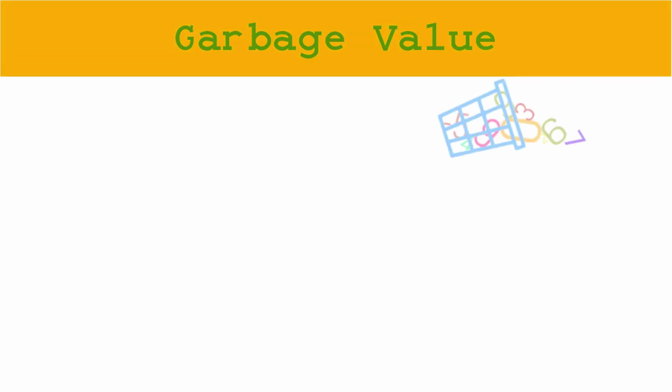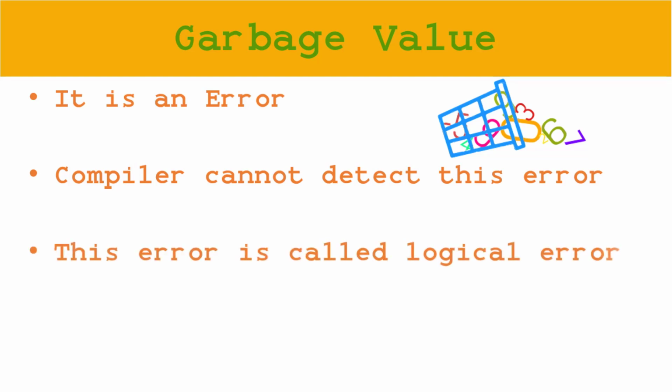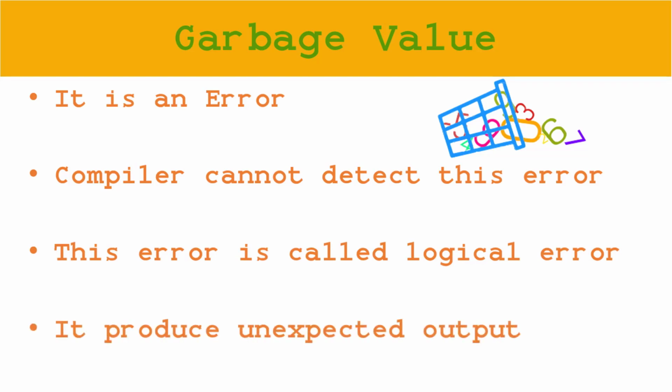Let's understand another important concept called garbage value. This is an error in your code that the compiler is unable to identify. So it will not show any error message in the console. Such errors fall under the category of logical errors. Since the compiler cannot catch these errors, they often lead to unexpected outputs in your program.